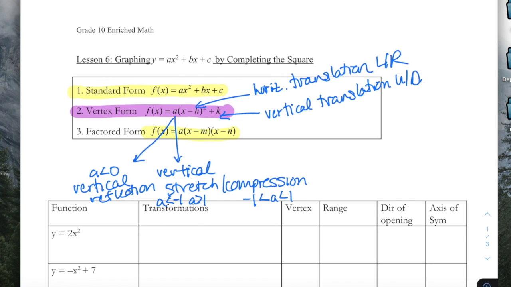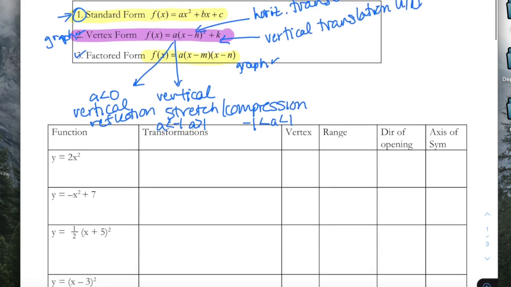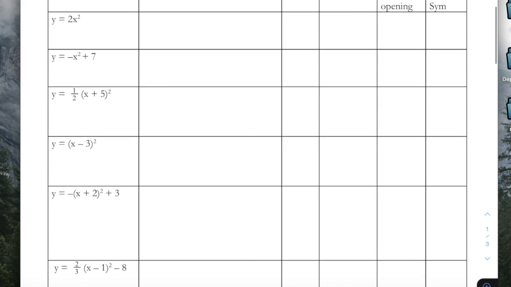Okay, so before I slide this page up, I just want to remind us that actually we have seen factored form already, and we already know how to graph it. So we know how to graph forms 2 and 3. Today we're going to talk about how to graph from standard form, but first let's go over some transformations. So in this chart, I'm going to start you off with the first one, and then I'd like you to speed through the video and do the rest on your own and check.